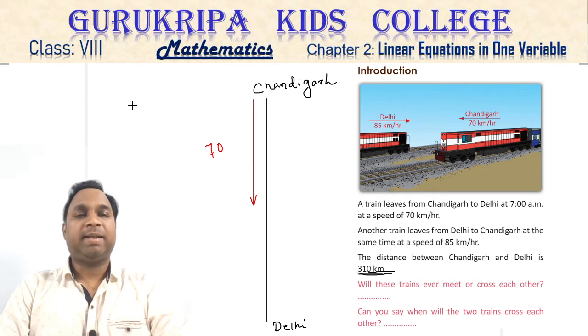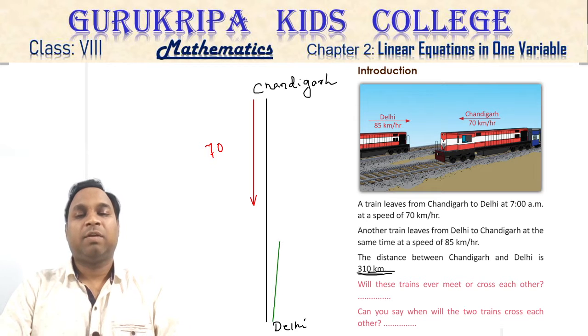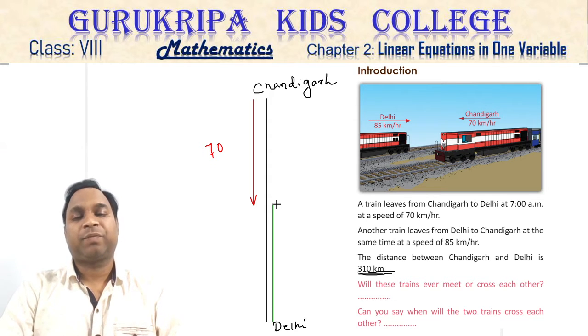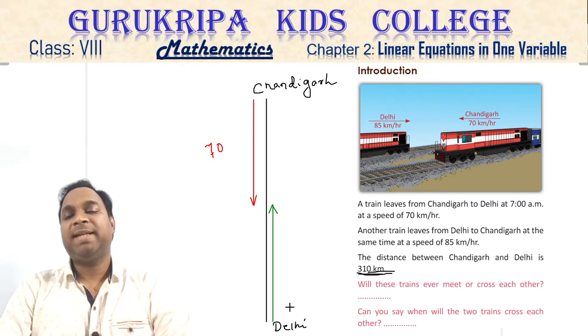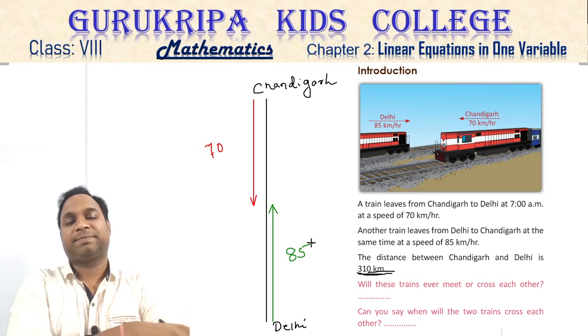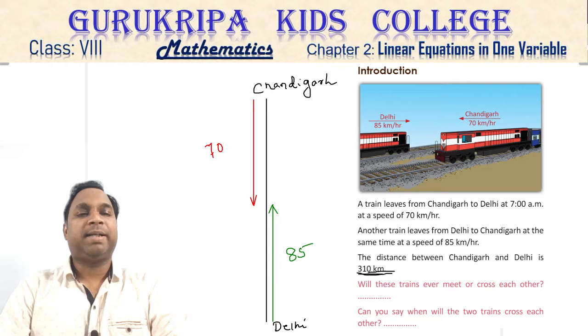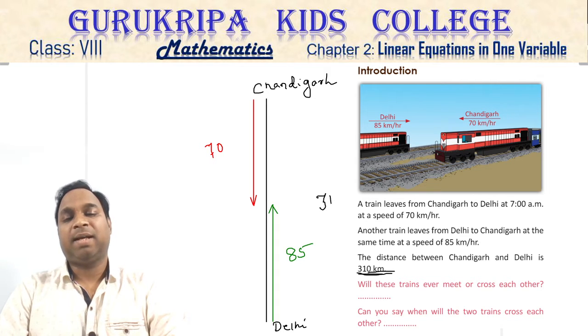The other train, I'll draw it in green. This is going from Delhi to Chandigarh. What is the speed of this train? The speed of this train is 85 kilometers per hour. Isn't it? Now, the distance between the two places is 310 kilometers.